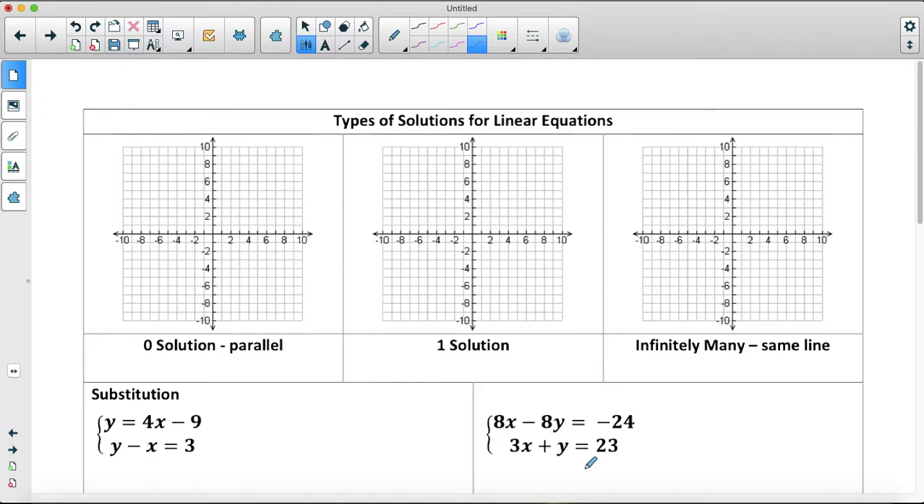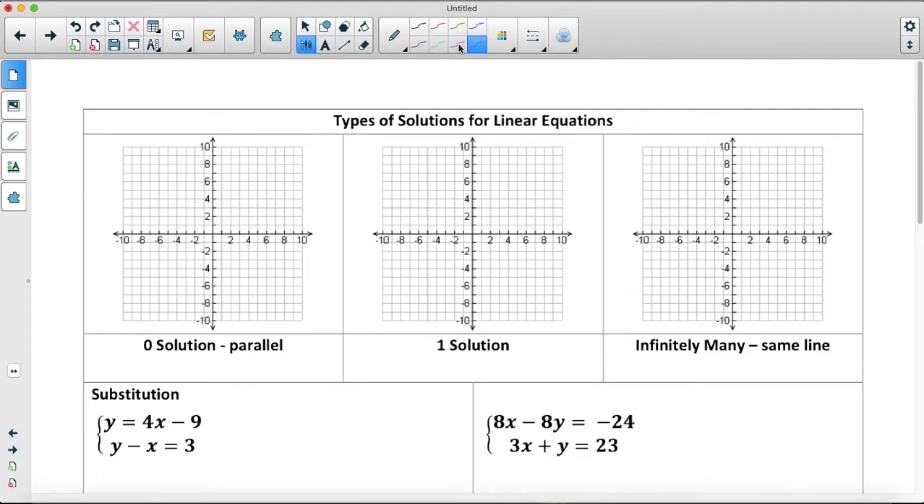This video is on systems of linear equations. We're going to be solving by substitution and elimination and graphing. The types of solutions for linear equations is we can have zero solutions when the lines are parallel, one solution, or infinitely many solutions, which means we have the same line.